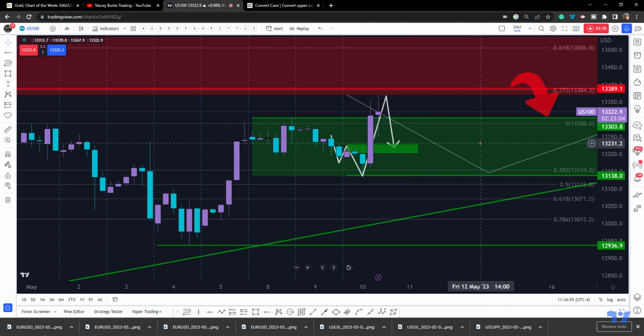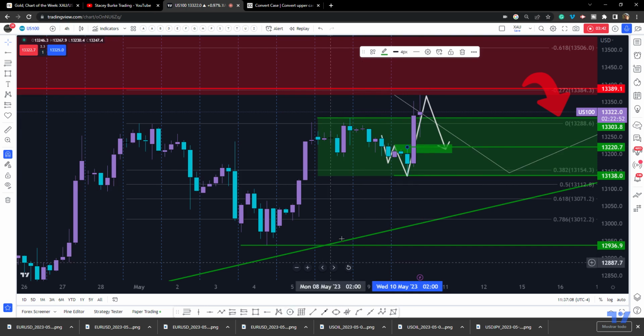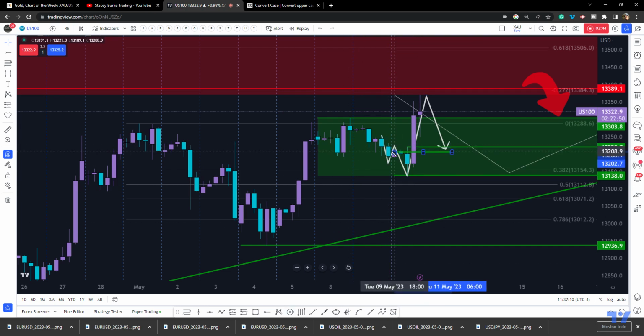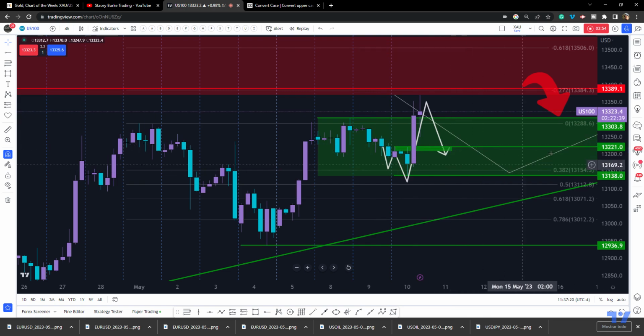So we could be looking for a correction back into this area of support. We can mark that up by the top of that wick over there, or even this wick over here. Okay.